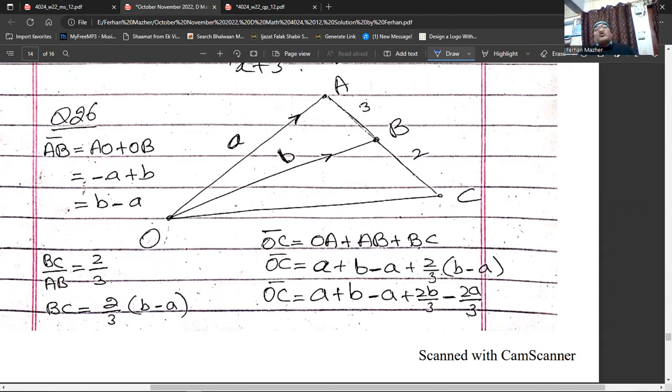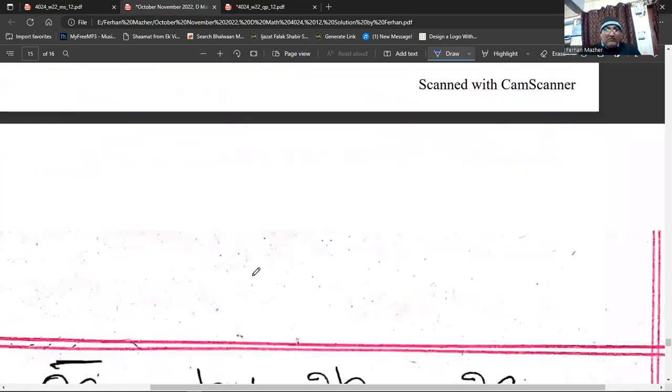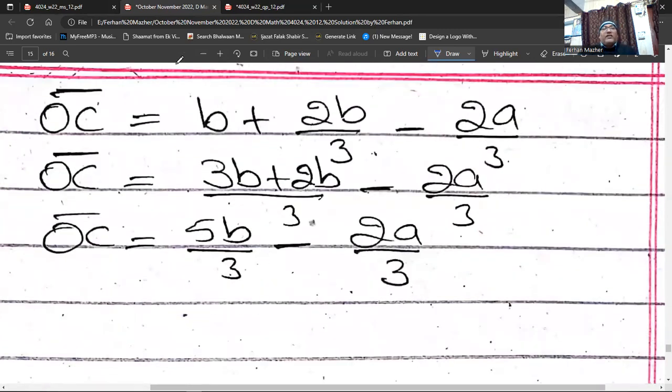Now they want me to find out OC. So OC will be equal to going from O to A, from A to B, and from B to C. From O to A, it's a. From A to B, it's b minus a. And from B to C, it is 2/3 of b minus a. So this a and this minus a will be cancelled. You will be left with b, 2b by 3, and minus 2a by 3. Now, take the LCM. So 3b plus 2b will be 5b by 3, and it will be minus 2a by 3. That's it.